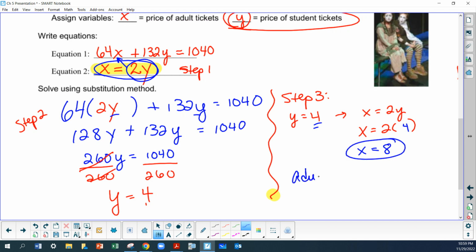Adult price is $8. And we all know that the dollar sign belongs in front, not behind. Even though it reads better, $8, dollar sign goes in front. Student price is $4, $4. All right, very good.